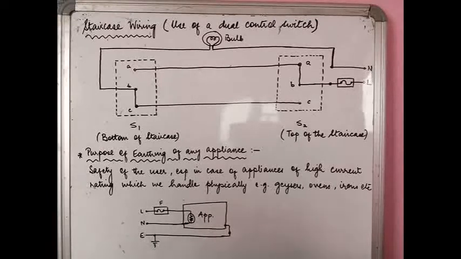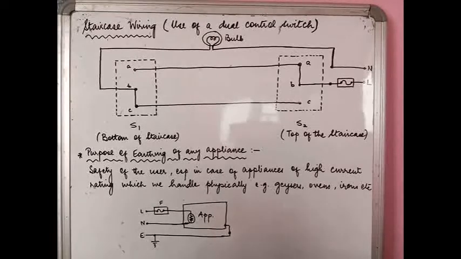Who is the user? We are the users. We hold the handle of the refrigerator and open the door of the refrigerator. It is we who switch on the geyser. It is we sometimes who touch the oven, the electric iron and so on and so forth. So all these electrical appliances have a high current rating. The current that is drawn by them is much higher in terms of magnitude, and therefore it is liable.